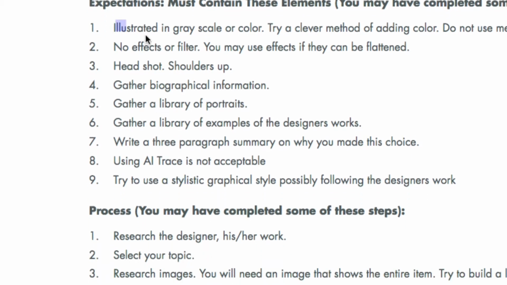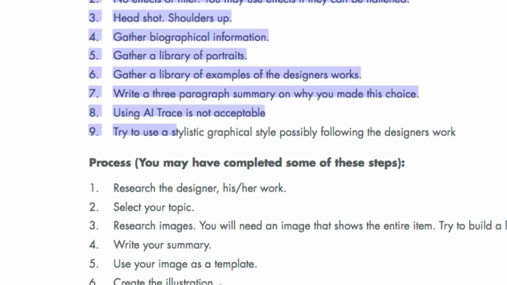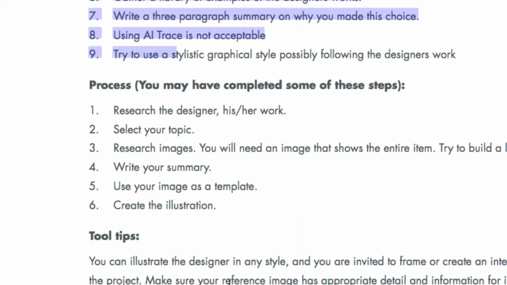So these are the expectations, the things that you need to gather and consider when making the portrait. This is the process. You're going to research the designer. Have you done this? Yes, you did this. Select your topic. Did you do that? Okay. Research images. You did that. Write your summary. You did it. Use an image as a template.